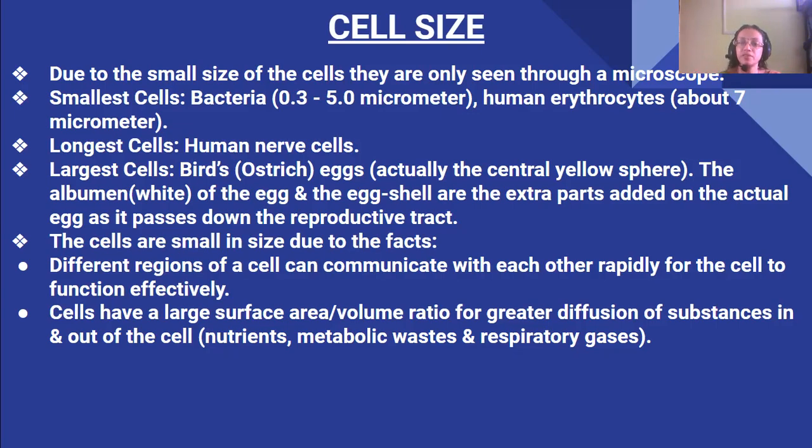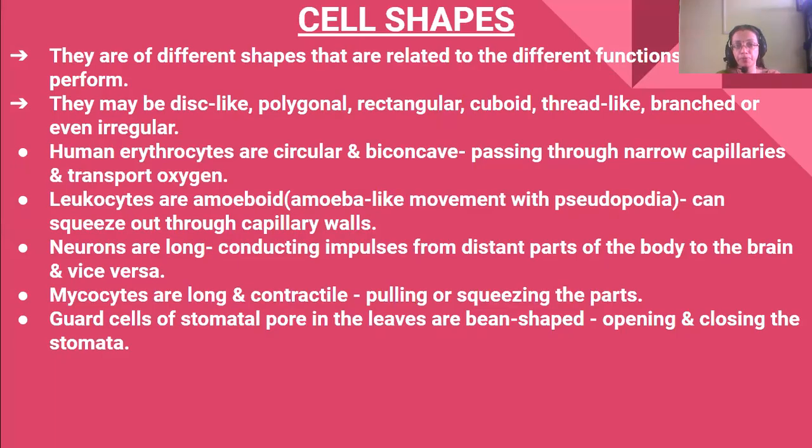Next is cell shape. The different functions of the cells lead to different shapes of the cell. Like it can be polygonal, rectangular, cuboid, disc-like, thread-like, branched, or even irregular shaped. So these shapes depend on the function of the cell, what the cell does.